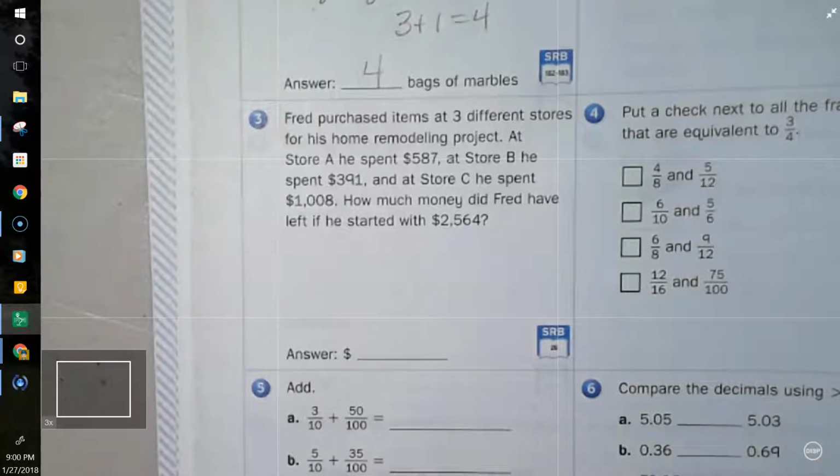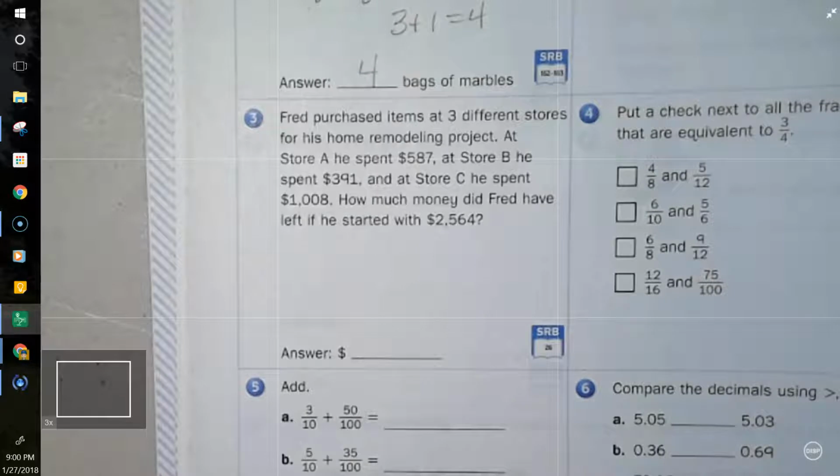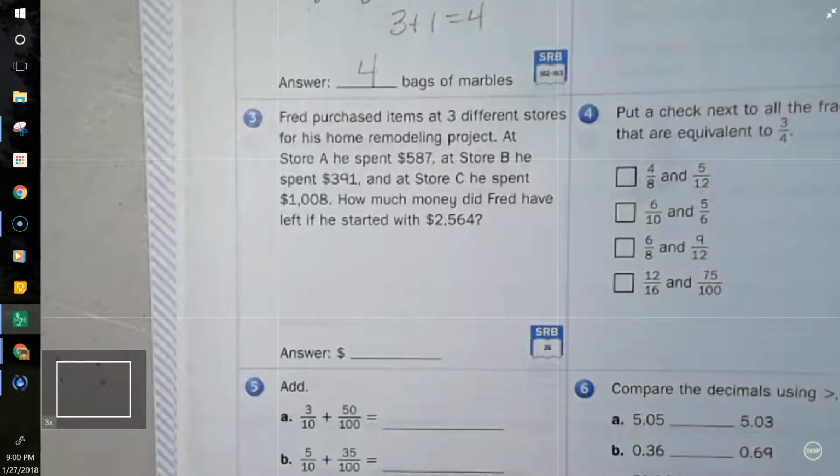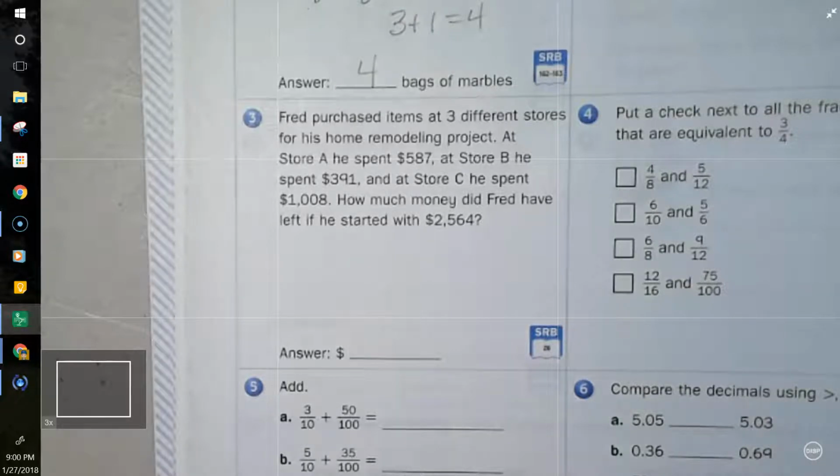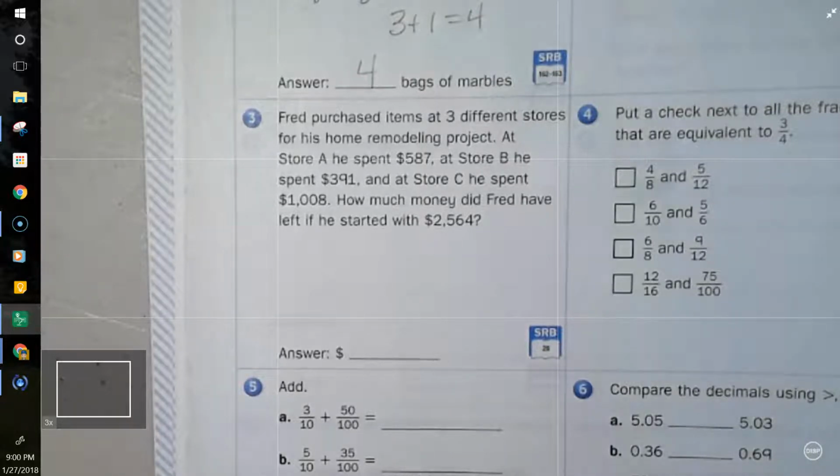Fred purchased items at 3 different stores for his home remodeling project. At store A, he spent $587. At store B, he spent $391, and at store C, he spent $1,008. How much money did Fred have left if he started with $2,564? So looking at this in context, he spent 3 different amounts, and I'm going to have to total those up to get my answer for the total that he spent.